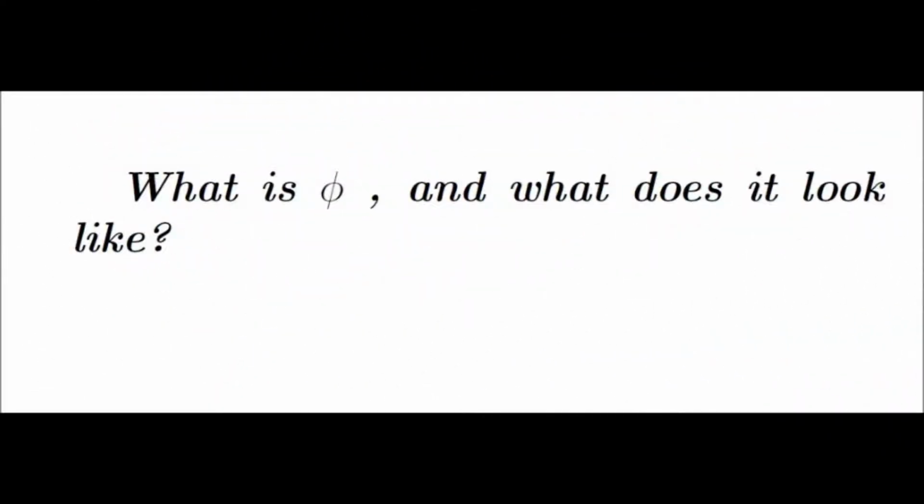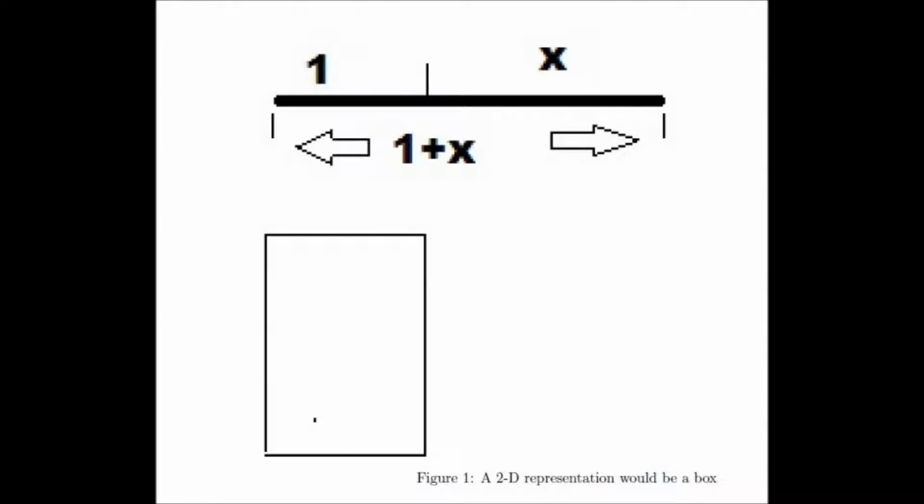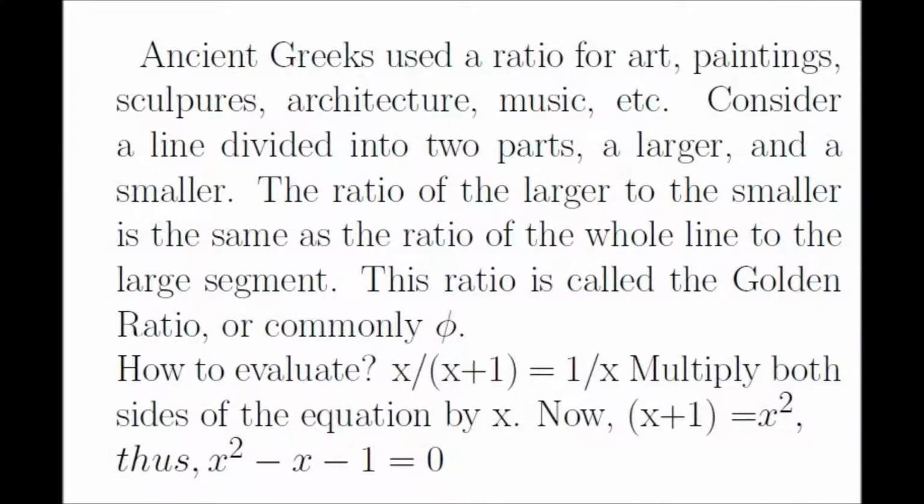What is phi? Ancient Greeks used a ratio for art, paintings, sculptures, architecture, music, etc. Consider a line divided into two parts, a larger and a smaller. The ratio of the larger to the smaller is the same as the ratio of the whole line to the large segment. This ratio is called the golden ratio, or commonly, phi.